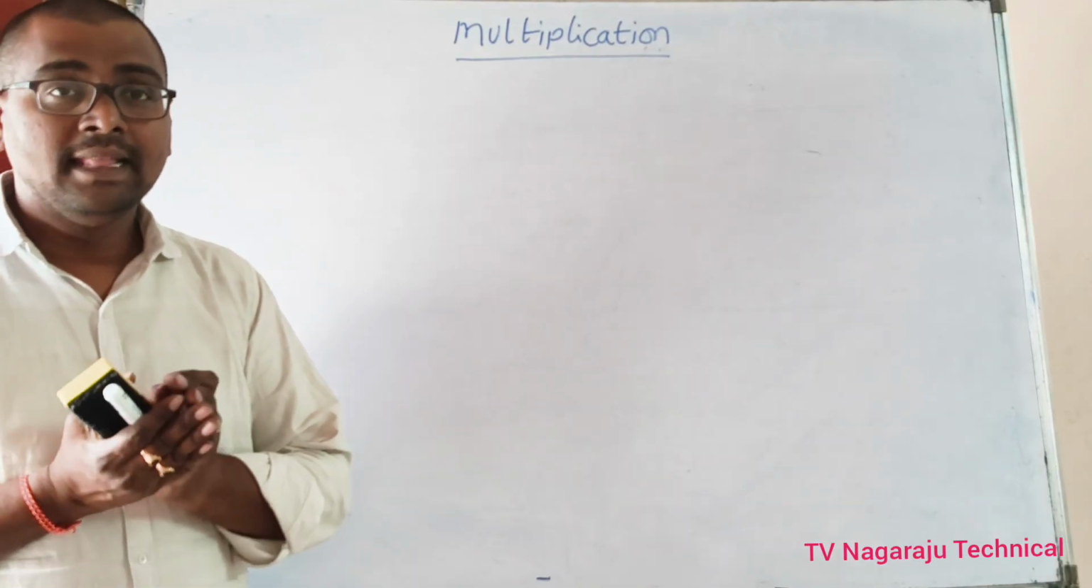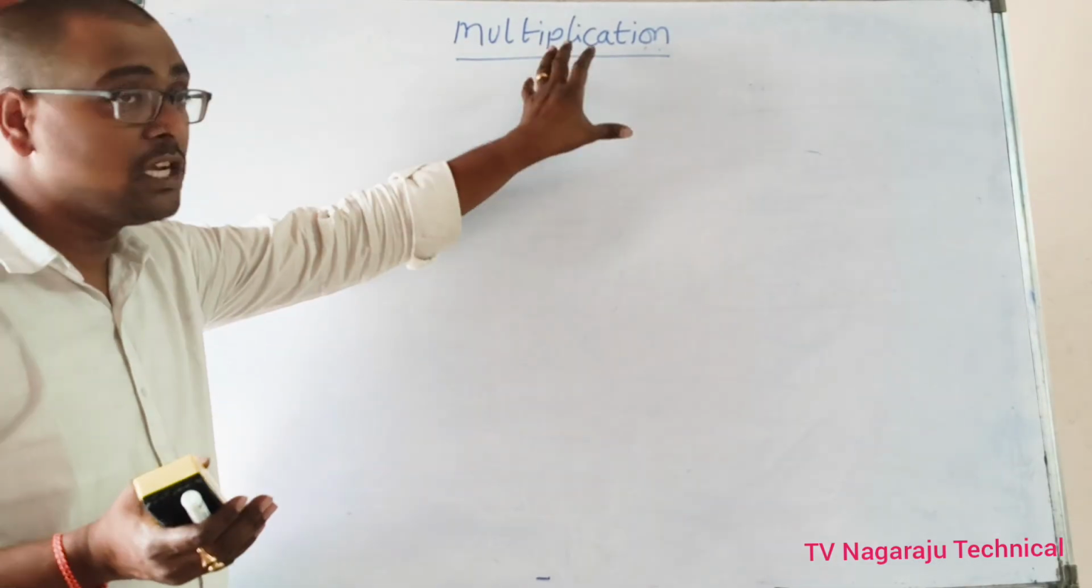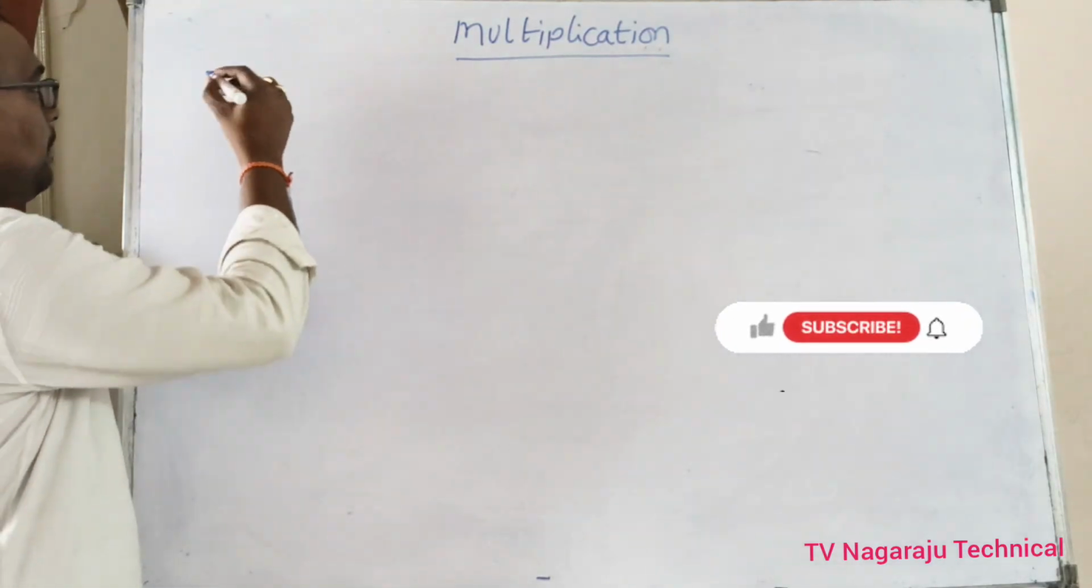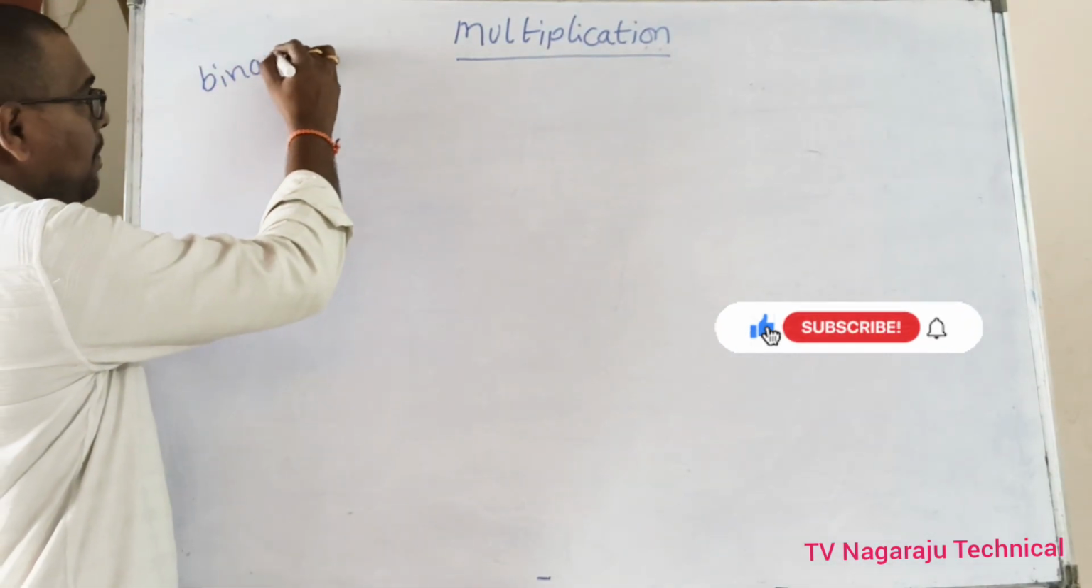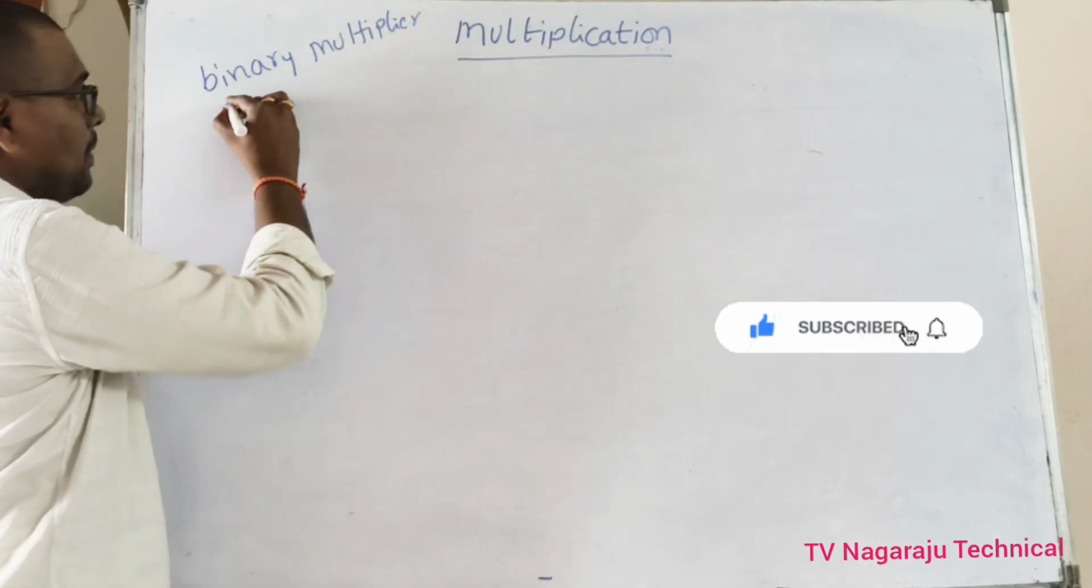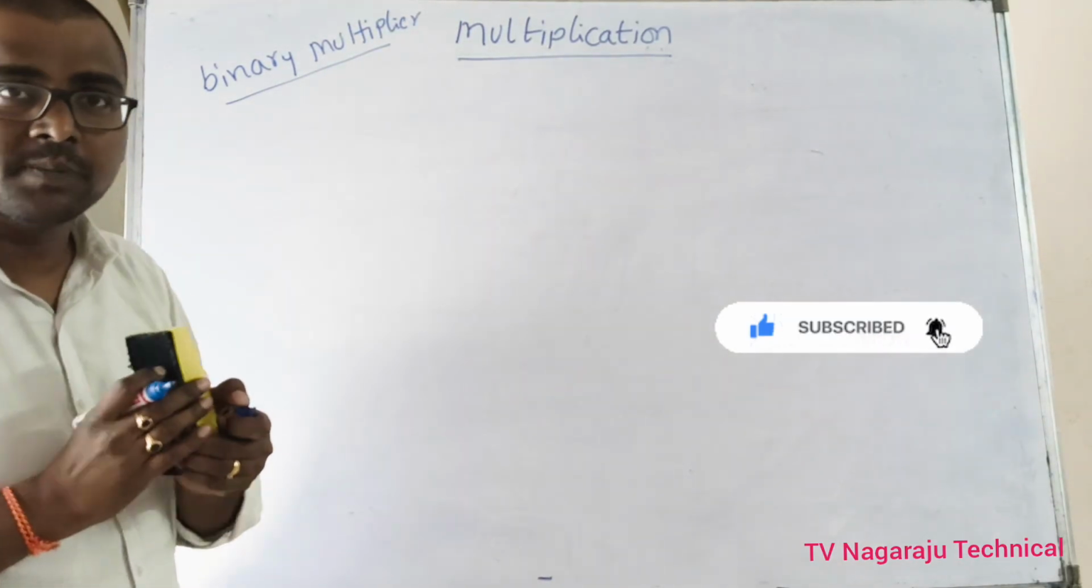Welcome to our channel. In this session, we will discuss the multiplication algorithm for signed magnitude data. Simply, this is a binary multiplier. So, first one is a binary multiplier. How is the operation performed?